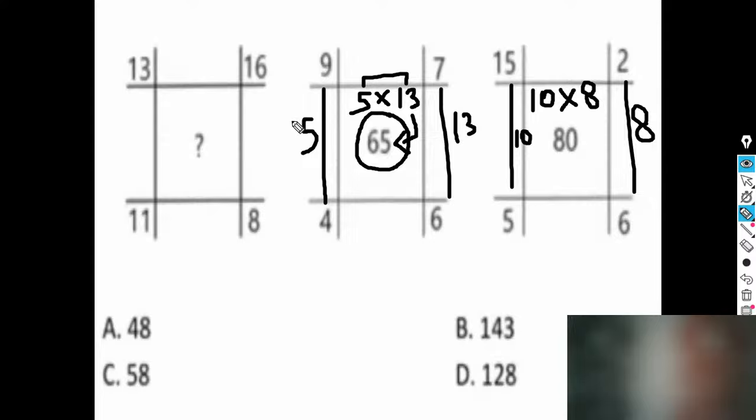So in the same way, can anyone tell what can be the answer for the first one? What is the answer for the question mark? Subtract the first numbers, add the last two numbers, multiply them. You'll get the answer.